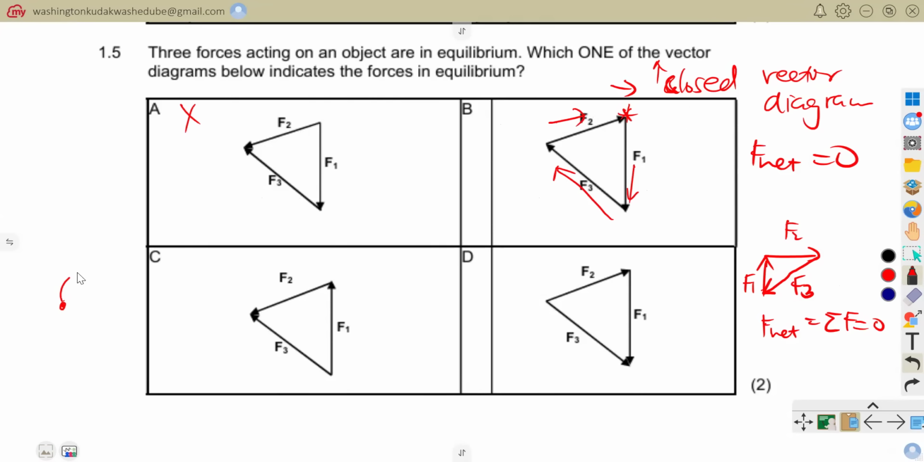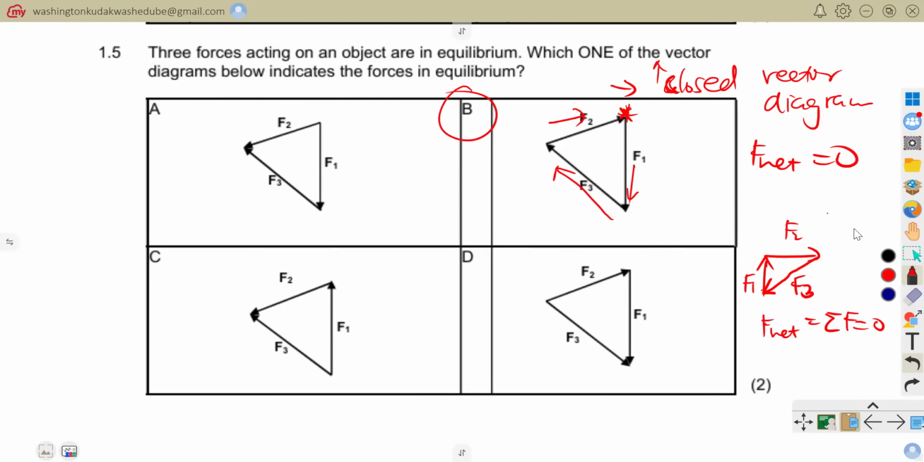It's as if I'm having a circle like that. I have to end where I've started. So if I started here, I have to end here. The arrow is pointing that we are going in this direction, and then in that direction, and then in that direction. So we are ending where we started. That is what we mean by a closed vector diagram. So that becomes B, our answer there. Whenever our forces are in equilibrium, we've got our net force being equal to 0, and our net force being equal to 0 is represented by a closed vector diagram.